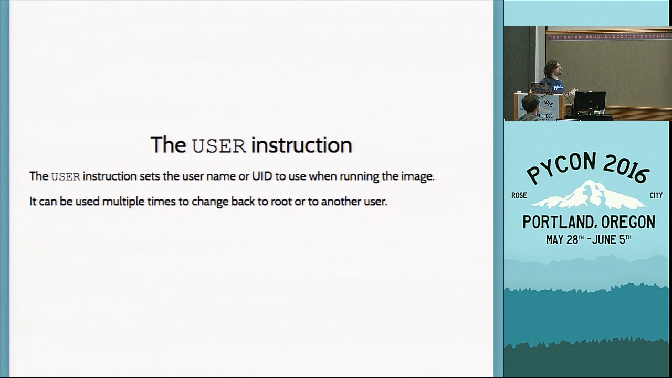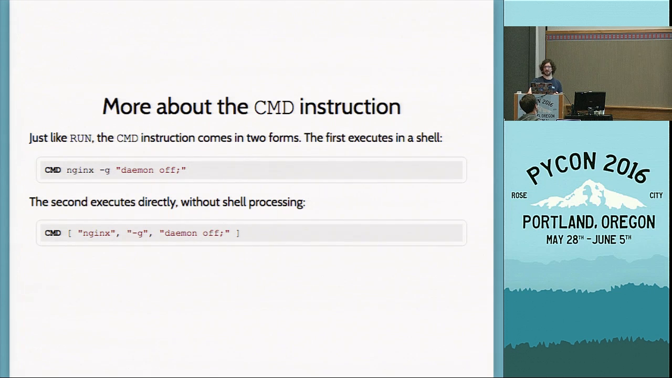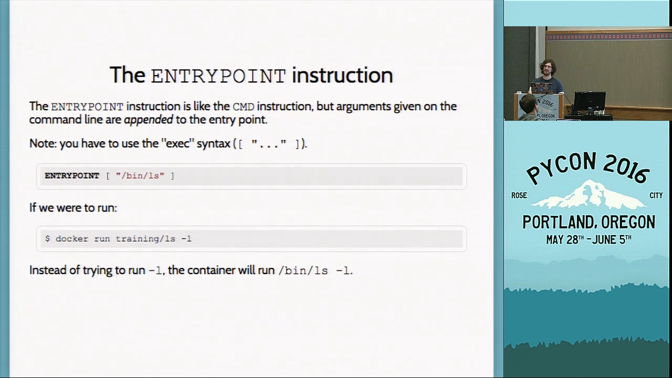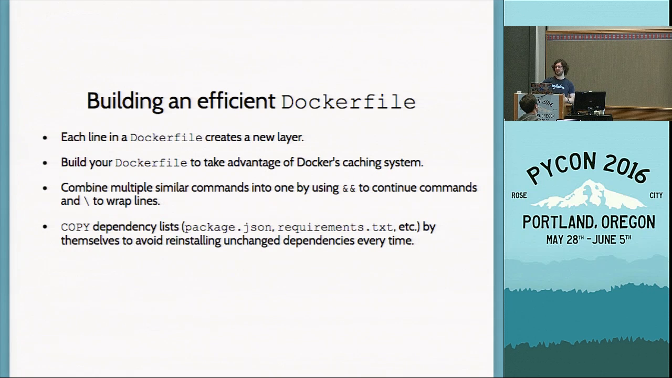User can change the UID. By default, it's root in the container, but you can switch to a non-privileged user. We covered CMD already, as well as entrypoint. This chapter has kind of a recap of all the keywords, so it can be used as a standalone reference if needed, as well as the interaction between CMD and entrypoint.